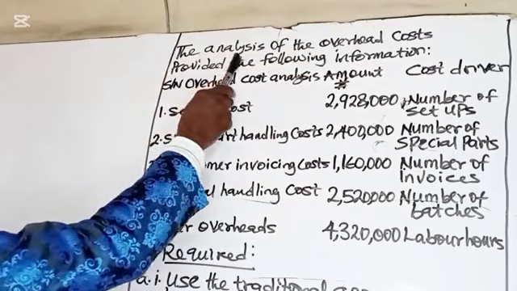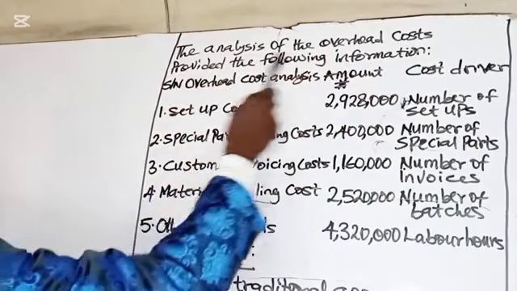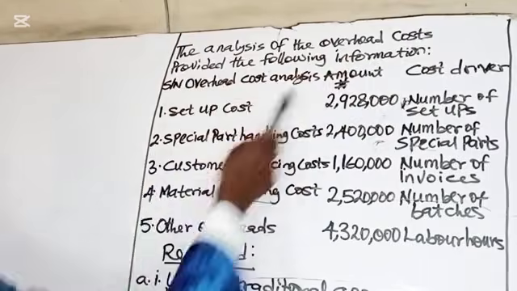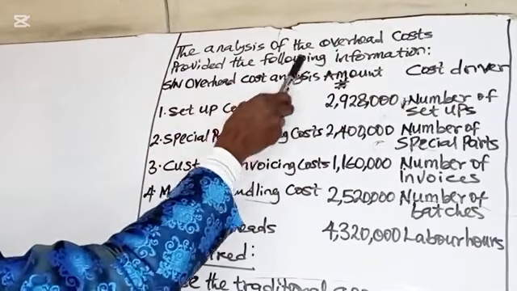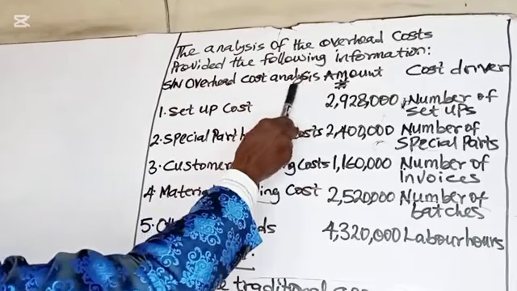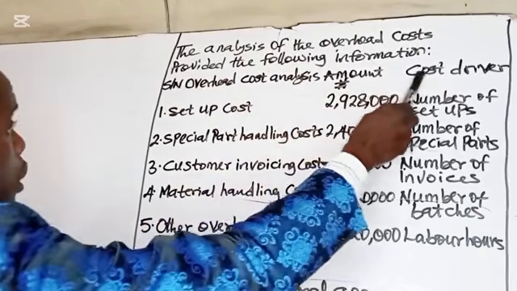The analysis of the overhead costs provided the following information. We have serial number, overhead cost analysis, amount, and cost driver.